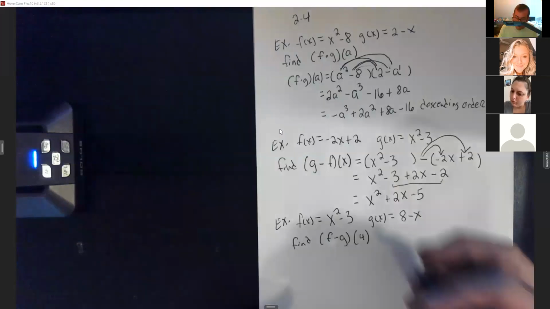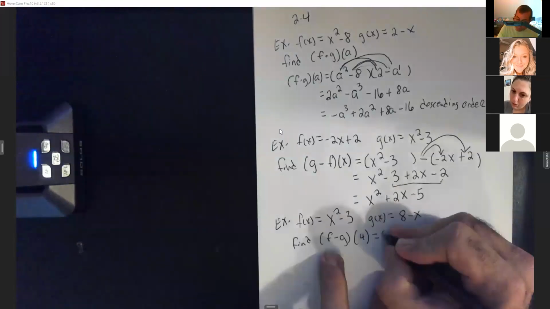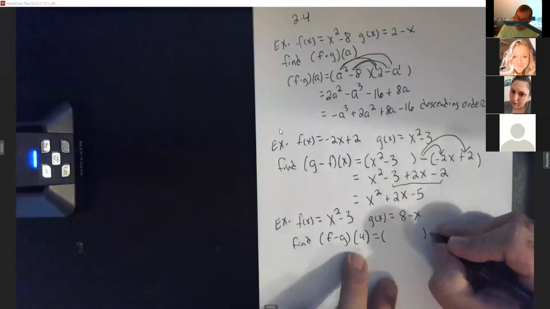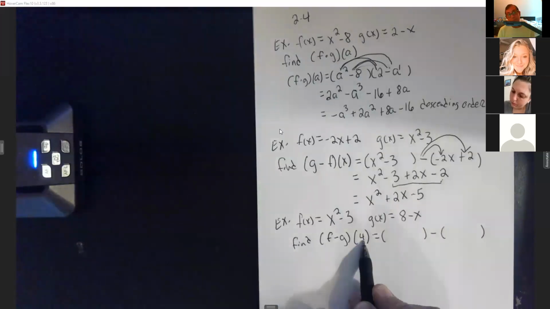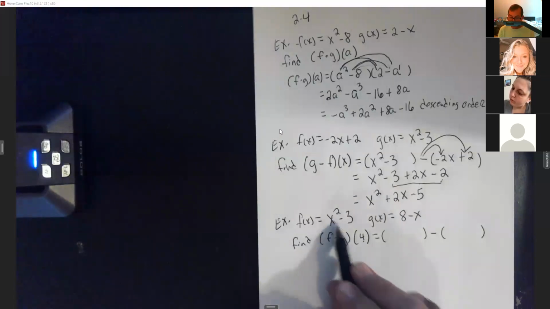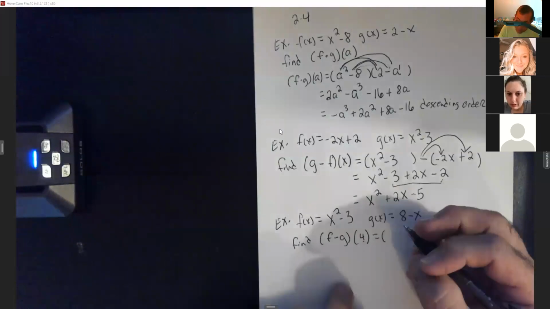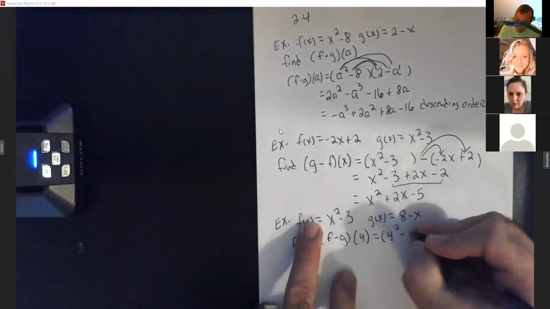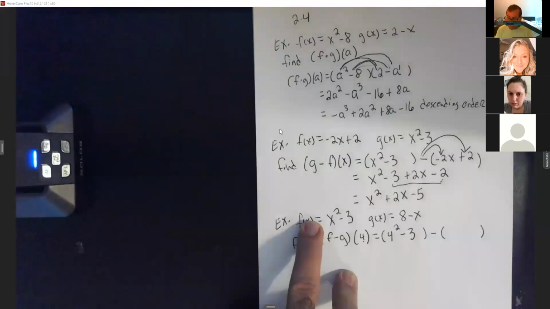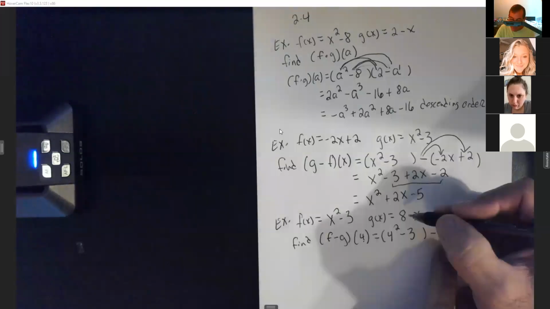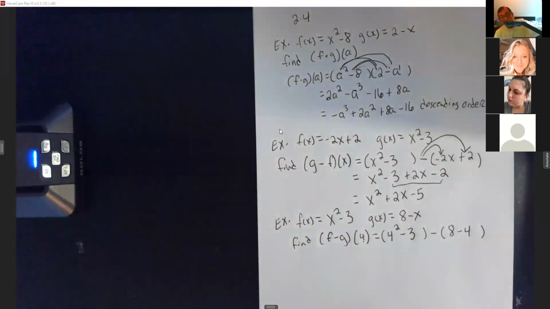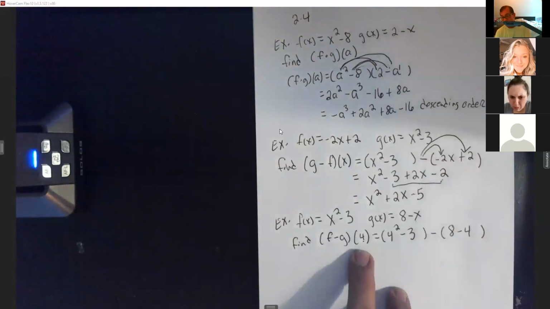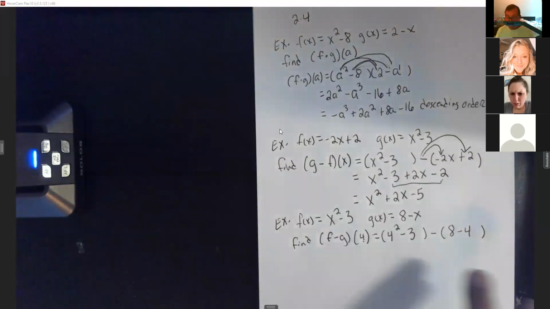All right, so f is first, so I'm going to put my f in the first parentheses minus my g in the second parentheses. Now remember, this time they are giving me a 4 for my x's, so when I plug these in, I'm going to replace the x's on both of these with a 4. So the first one would give me a 4 squared minus 3. The second parentheses, I would have an 8 minus 4. So y'all, when they give you a number to plug in for your variables, you will have no variables in that expression when you're working it.